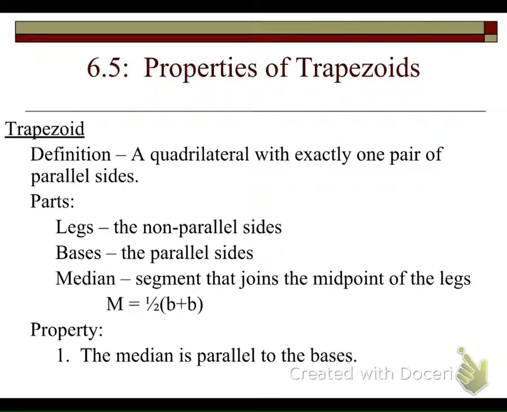And then this is how we find that length. So the length of our median is 1/2, and then you add the other two bases together and you multiply it by that 1/2. And then our property is that the median is going to be parallel to those two bases.